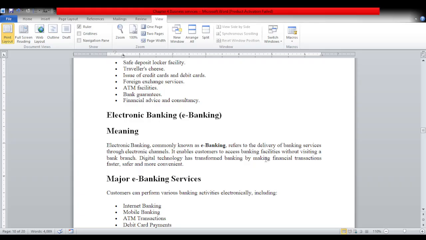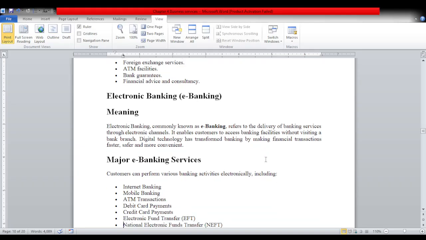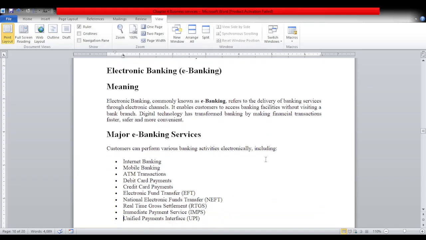Next, we are considering electronic banking. We have already discussed our primary function and secondary function. Now we are focusing on the next important topic, that is electronic banking, sometimes called e-banking. E-banking, commonly known as electronic banking, refers to the delivery of banking services through electronic channels. It enables a customer to access banking facilities without visiting a bank branch. Digital technology has transformed banking by making financial transactions faster, safer, and more convenient.